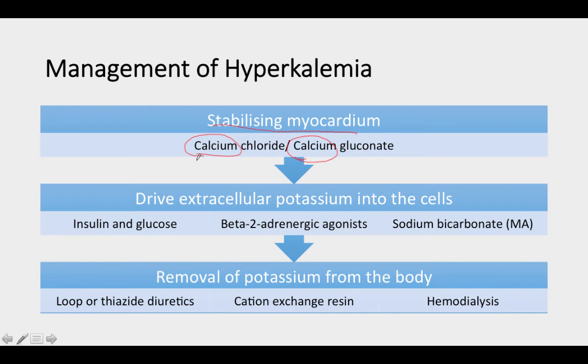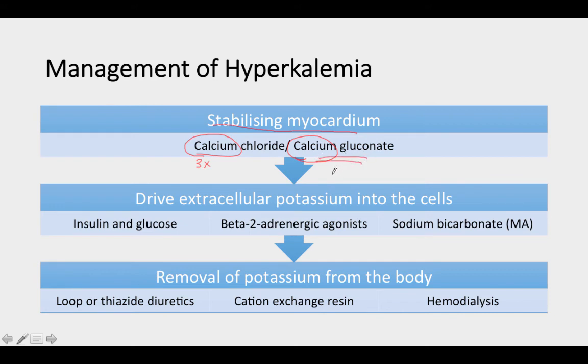Well, calcium chloride has 3 times the amount of calcium as calcium gluconate, but it's very difficult to give through a peripheral vein because it can be, A, very irritating, and B, it can cause necrosis and collapse of that peripheral vein. So we don't tend to give it unless we have a central line in, which on the wards we won't. So calcium gluconate is the go.